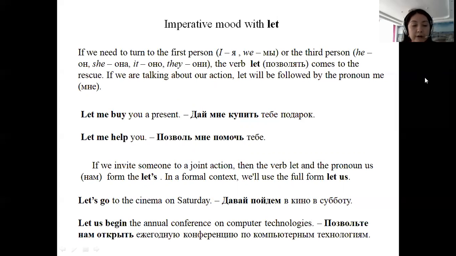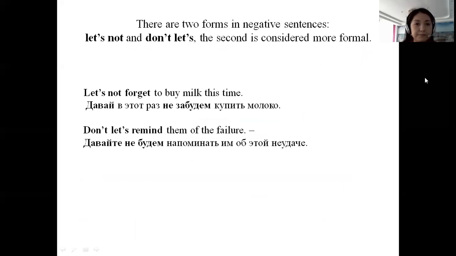And if we invite someone to a joint action, then the verb let and the pronoun us form let's. In a formal context, we use the full form let us. Let's go to the cinema on Saturday. Давай пойдем в кино в субботу. Let's go, yes? And let us begin the annual conference on computer technologies. Позвольте нам открыть ежегодную конференцию по компьютерным технологиям. Let us, it is the formal form, yes?